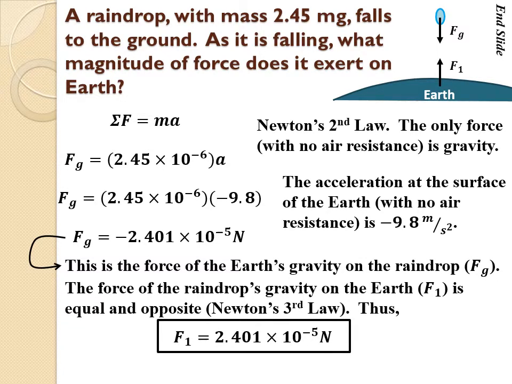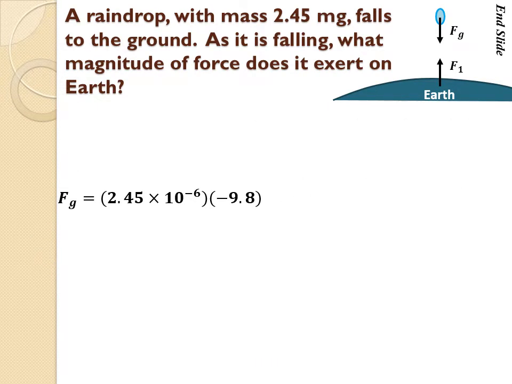In order to figure out the force that the raindrop is applying on the earth, we can use Newton's third law. Newton's third law says for every force there's an equal and opposite force, equal in magnitude, opposite in direction. So since the force being applied to the raindrop is negative 2.401 times 10 to the negative 5th newtons, the force being applied to the earth is going to be positive 2.401 times 10 to the negative 5th newtons.